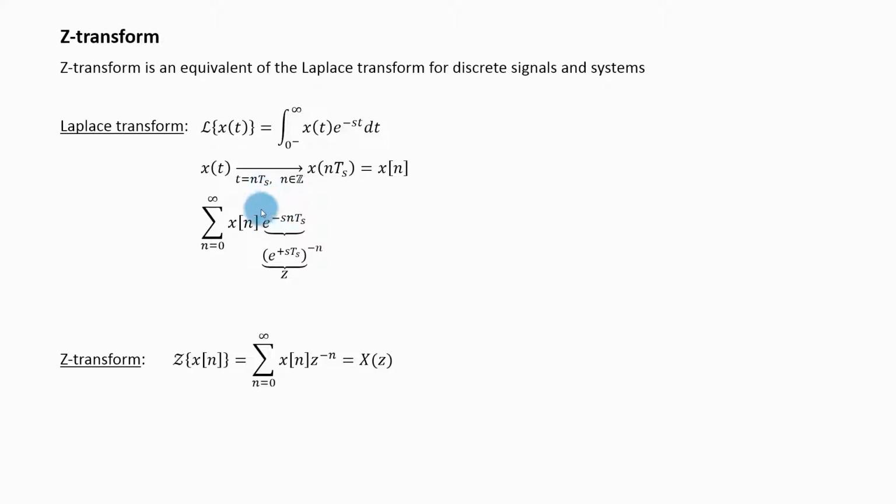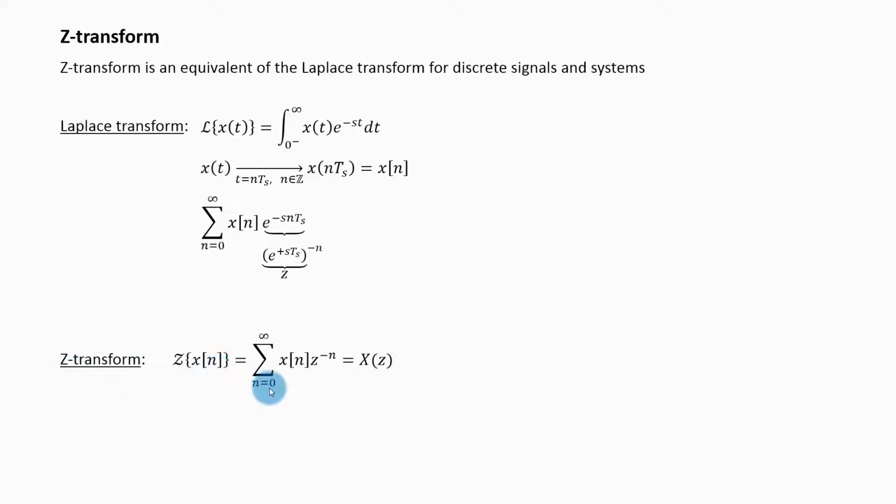Also, because these signals are no longer time continuous, I will no longer integrate, but I will need to sum. Here I can rewrite this exponential like this, and this expression in the bracket I will denote as z. So at the end I will get this, which is the definition of the Z-transform of signal x of n.